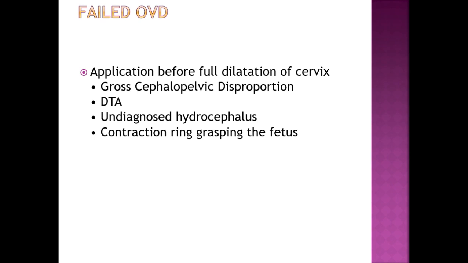So the application before full dilatation of the cervix is one of the causes of failed forceps application. In cases of gross cephalopelvic disproportion, deep transverse arrest, undiagnosed hydrocephalus, contraction ring grasping the fetus. All these are causes for failed operative delivery.